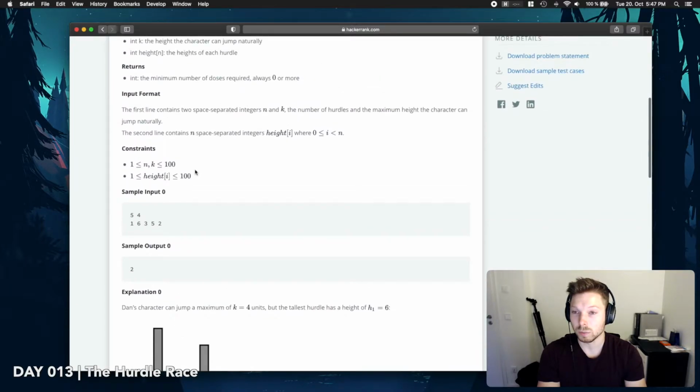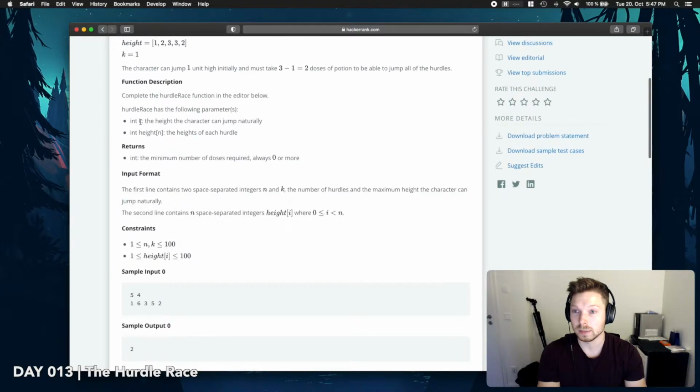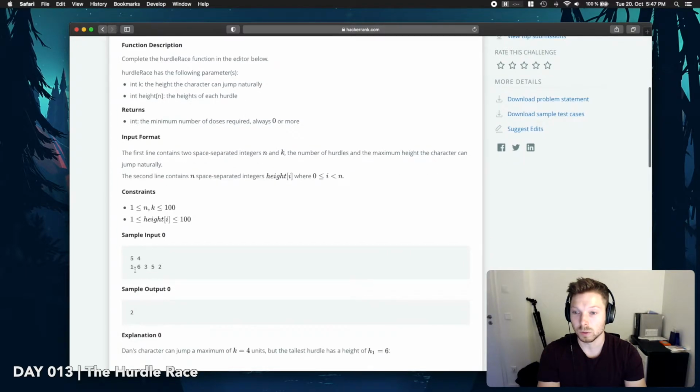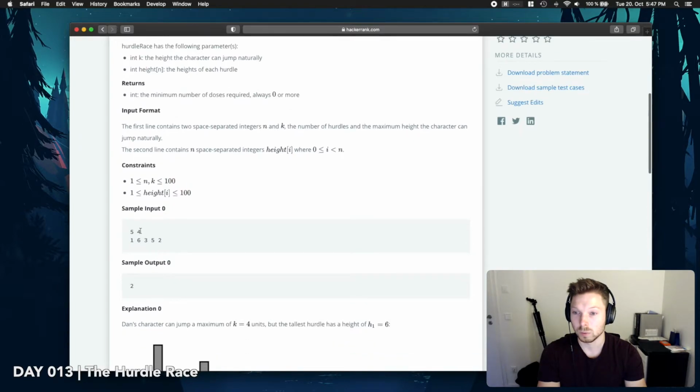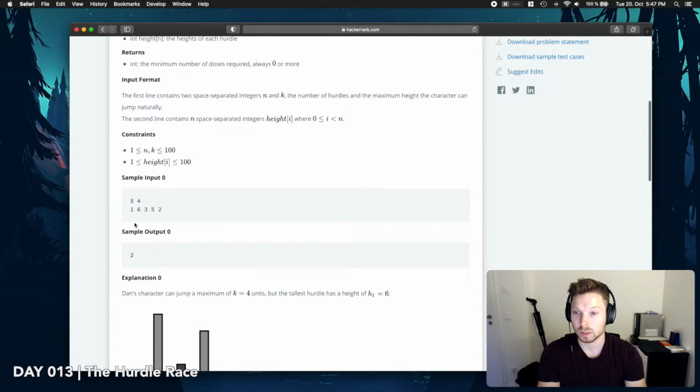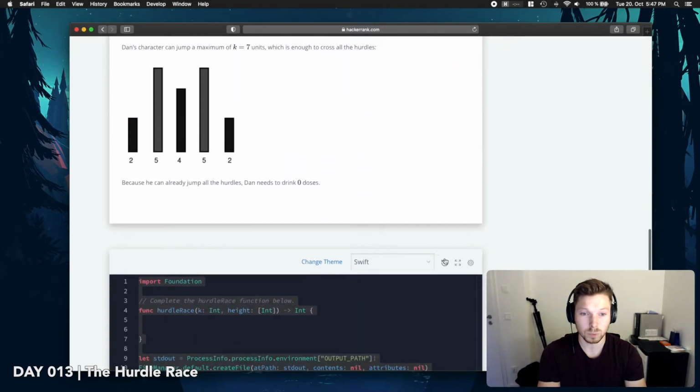why do we have 2 inputs? The height the character can jump naturally, and the height of each hurdle. Oh, because 1, 2, 3, 4, 5, and then the 4, which means, yes, 2. Okay, because it can clear everything but 5 and 6, and between 5 and 6 the highest number is 6, and the difference is 2. Okay, I think that should be pretty straightforward.